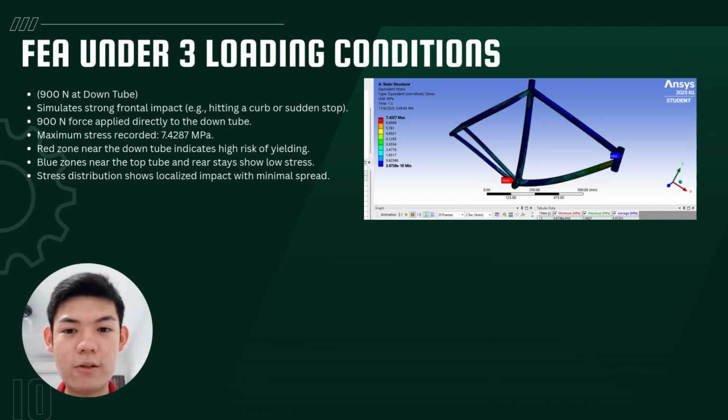Now is the third loading condition. This loading condition simulates a strong frontal impact, for example hitting a curb or a sudden stop. We apply 900 Newton at the down tube. The results show the maximum stress was 7.4287 megapascal. The red zone near the down tube indicates high risk of yielding. The blue zone near the top tube and rear stay shows low stress. The stress distribution shows localized impact with minimal spread.